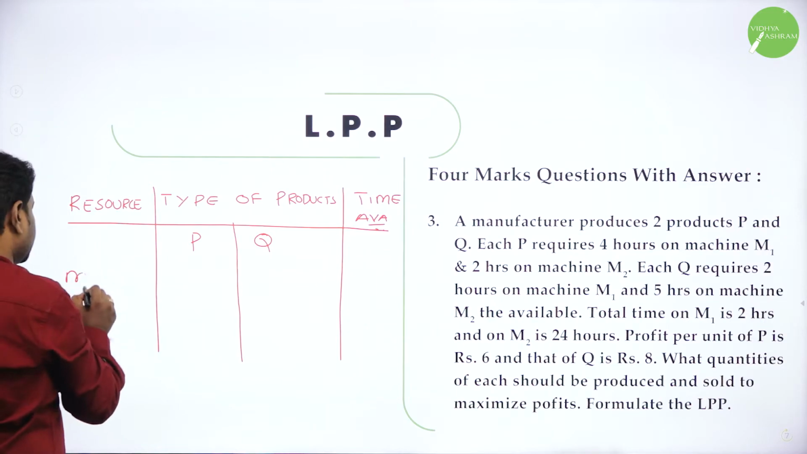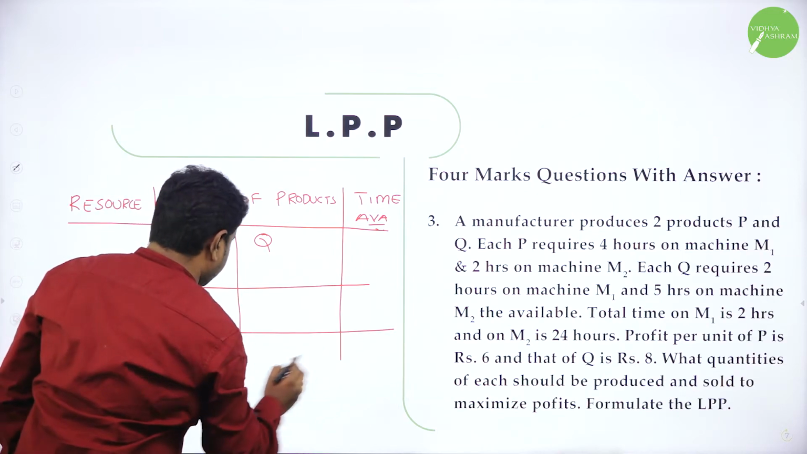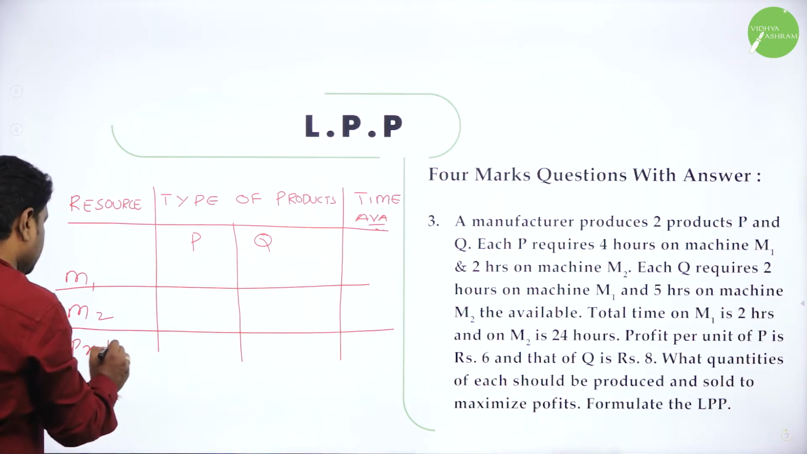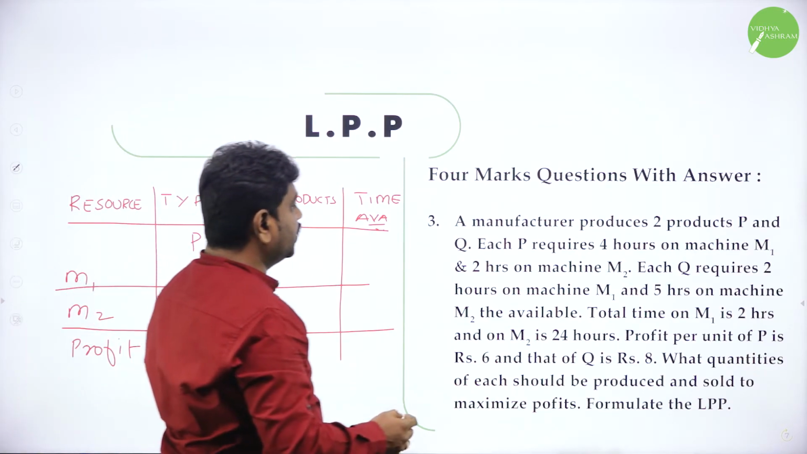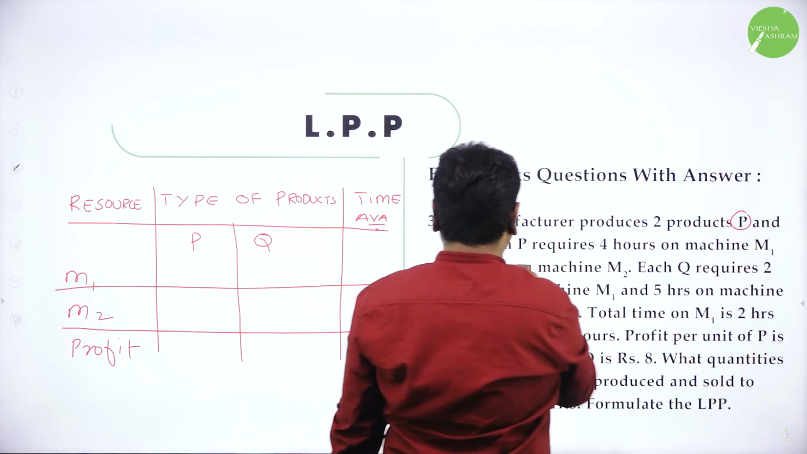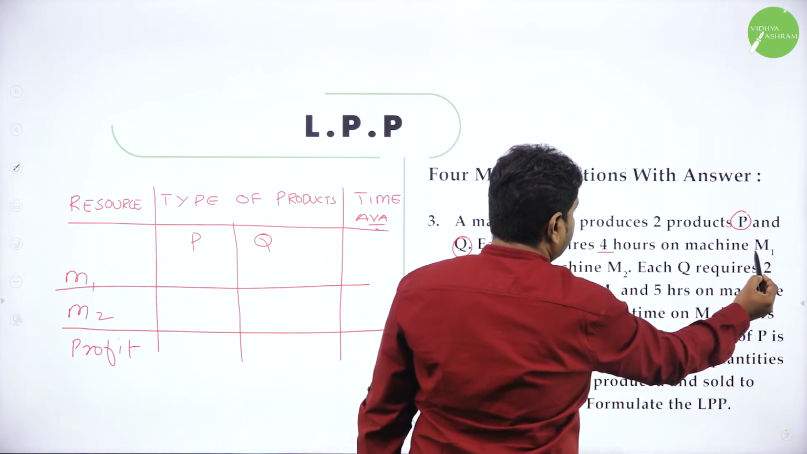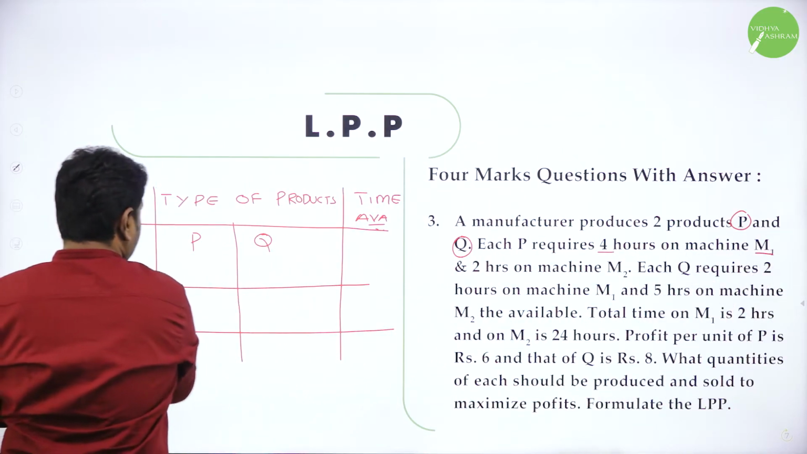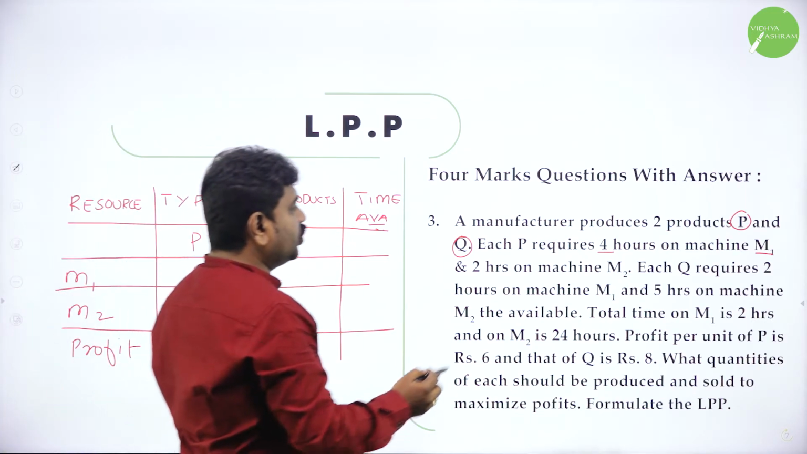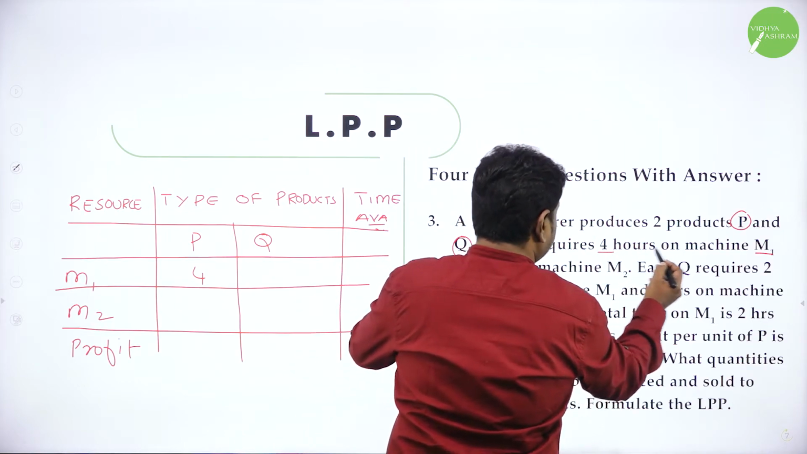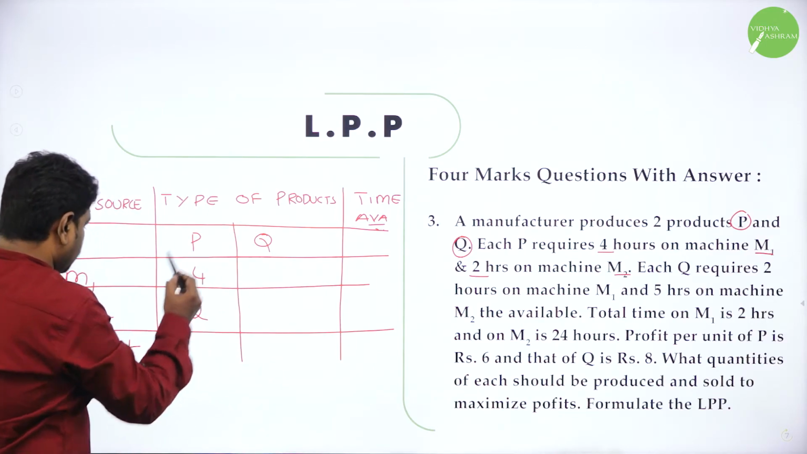And resources we have machine M1 and machine M2. And in the last column I'll also put the profit. So I'm converting the words into a table so that you can pick out the elements easily. See, when you read the question, he's producing two types of products, P and Q. I have made two columns, and P requires 4 hours of M1. So under the column M1, P requires 4 hours, and P requires 2 hours of M2 for one unit.